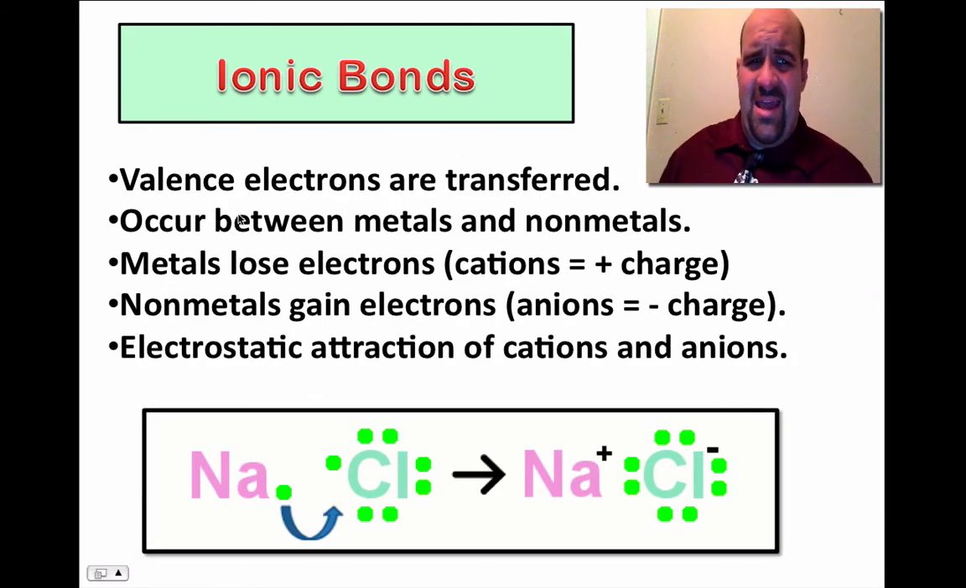So to summarize, in ionic bonds, valence electrons are transferred from one atom to another. This sodium is going to give chlorine its valence electron. They occur between a metal and a nonmetal, sodium, chlorine. Metals are going to lose electrons. Sodium is losing its electron. It's going to form a cation. They have a positive charge because cats have paws and they're positive. Nonmetals gain electrons. They form anions. This chlorine is gaining a negative particle. It's becoming negative. And then once you have a positively charged ion and a negatively charged ion, cation, anion, they are going to electrostatically attract to one another. That is an ionic bond.